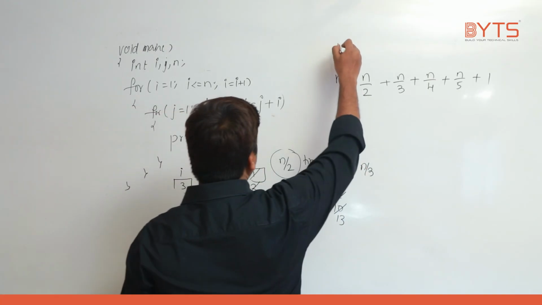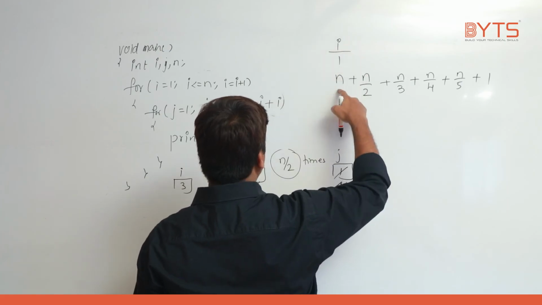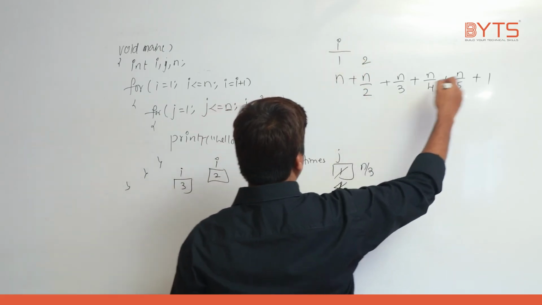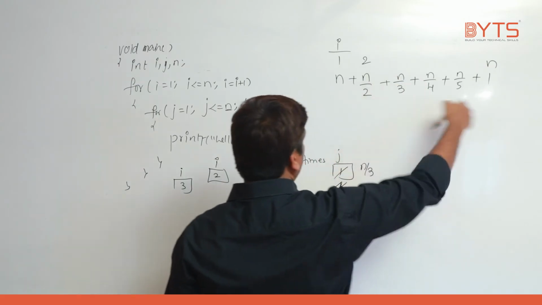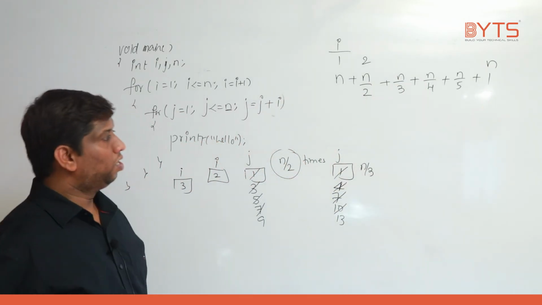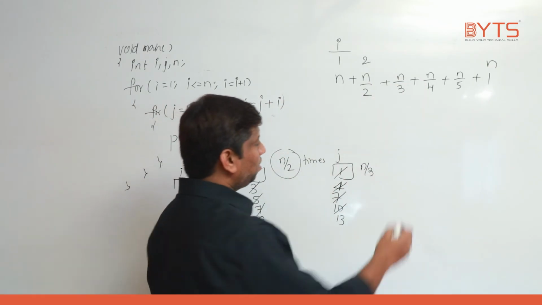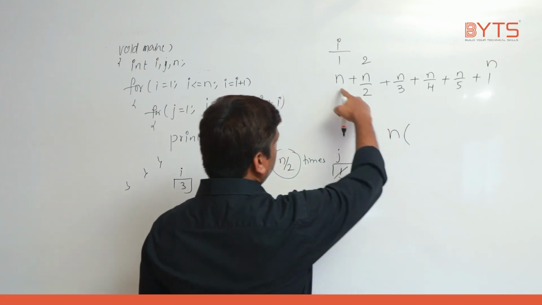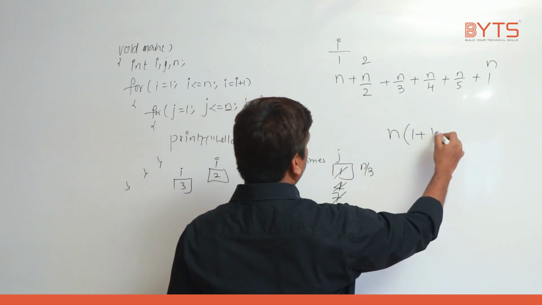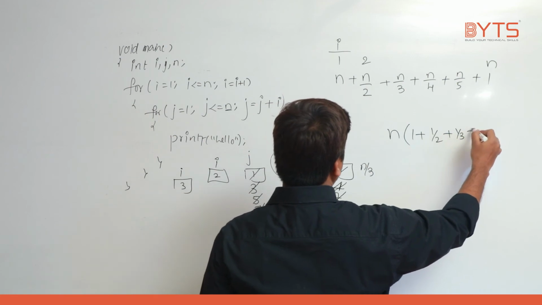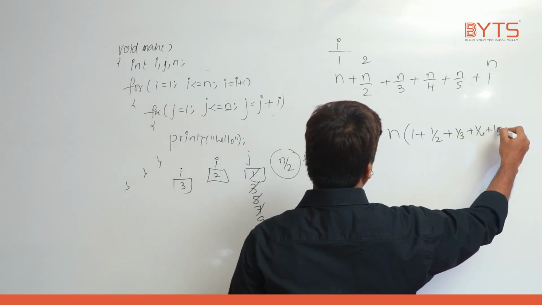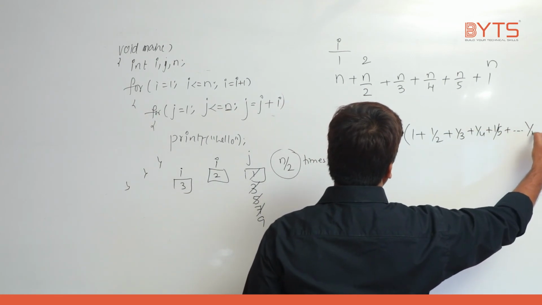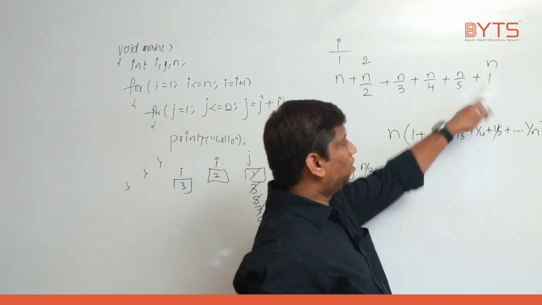So when i value is 1, n times repeated; 2, n by 2 times; and so on. This is the total number of times the loop repeated. Now what is common here? I can take n common. n of what? 1 plus 1 by 2 plus 1 by 3 plus 1 by 4 plus 1 by 5 plus ... 1 by n, because I took n common, right?